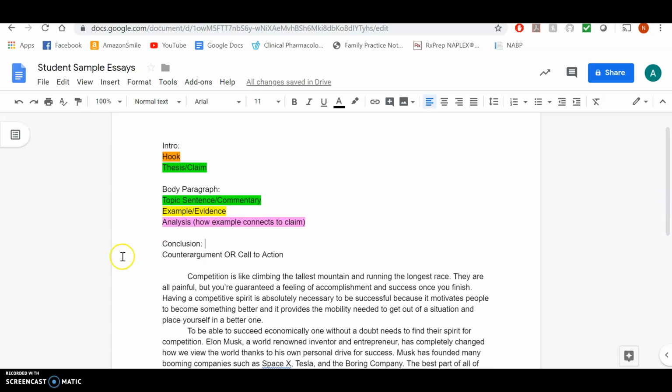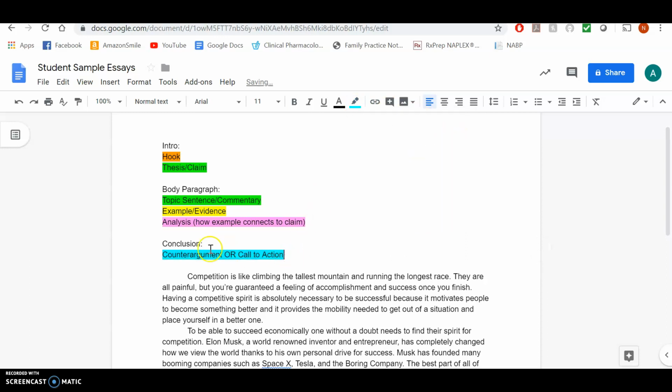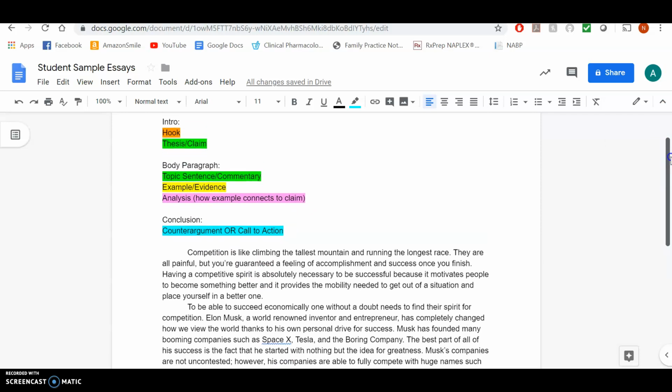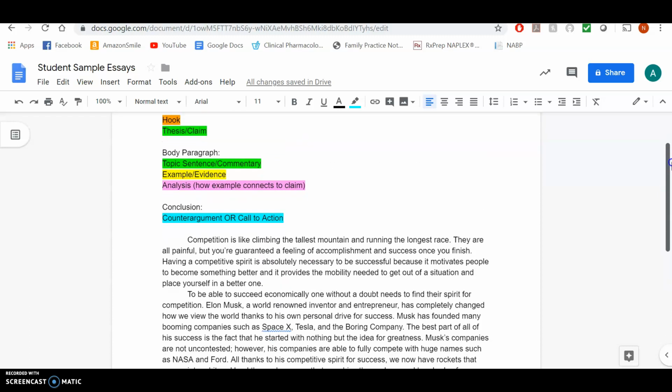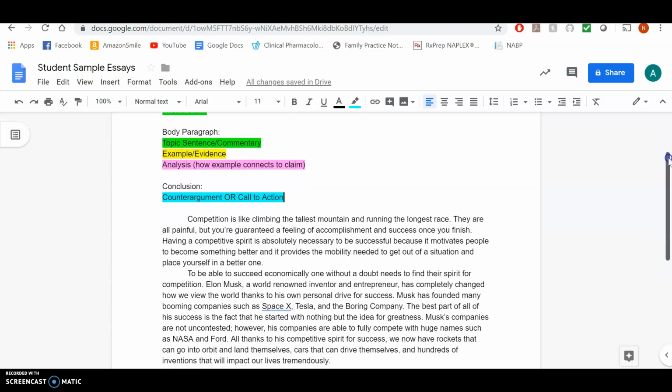Okay? And then we have our conclusion. So some people like to put their counter argument in their conclusion, or they like to put it in the second body paragraph. It's up to you. And then we have the call to action. Either way, whichever one you choose to do, or wherever you choose to put it, that's going to be in blue. Okay. So we have this sample essay, and we're going to highlight this. And then if you don't have a copy on you, you didn't take it home, then that's okay. You can do this on Tuesday as well.